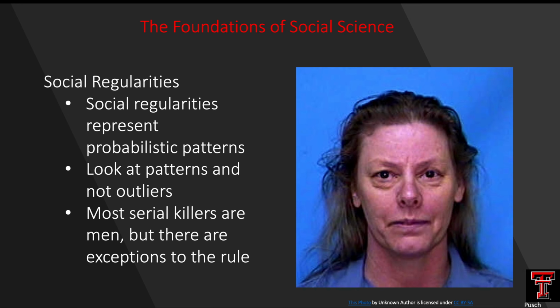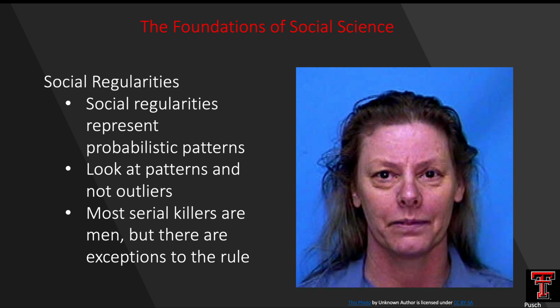Okay, so in social research, we look at social regularities, so probabilistic patterns. We're looking at patterns of behavior rather than outliers. So for example, most serial killers are men, but there's several exceptions to the rule. A very, very small percentage of serial killers are female. This is Eileen Wuornos. She killed, I think, 7 or 9 men. This is an exception to the rule. It's pretty rare. It happens.